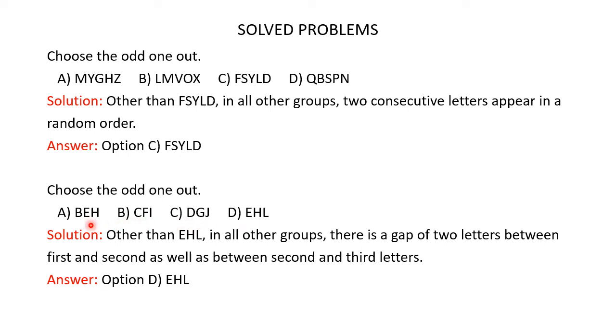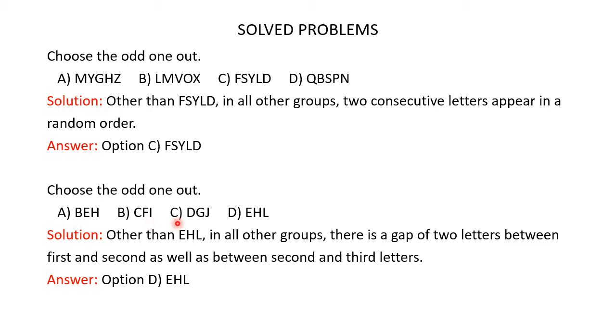Now, when you look at these four groups of letters, you'll see that other than EHL, in all the other groups, there is a gap of two letters between the first and second, as well as between second and third letters. That is, in option A, between B and E, there are two letters in the English alphabet. And between E and H also, there are two letters in the English alphabet. In option B, there are two letters between C and F in the English alphabet. Also, there are two letters between F and I in the English alphabet.